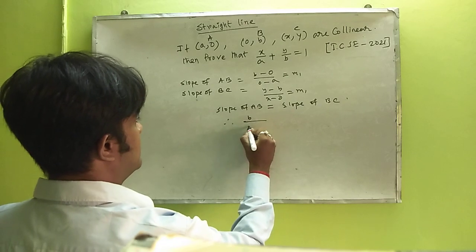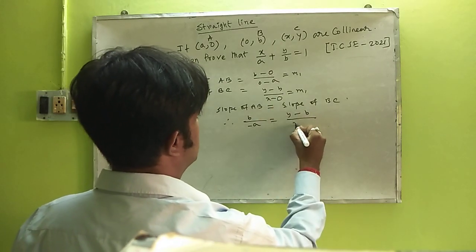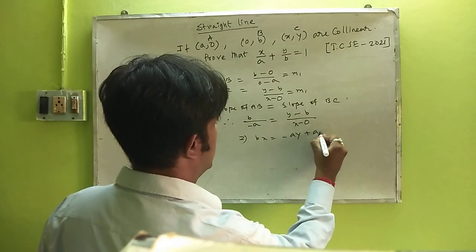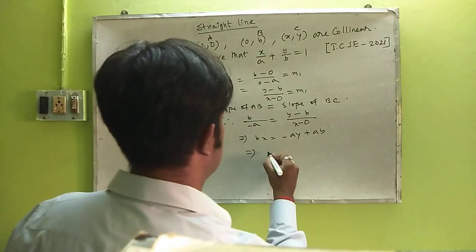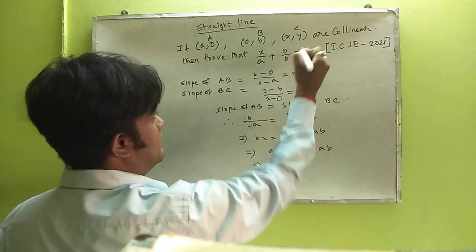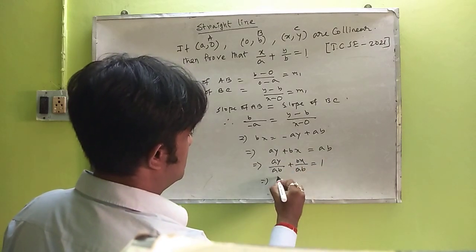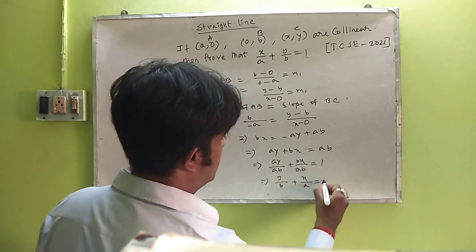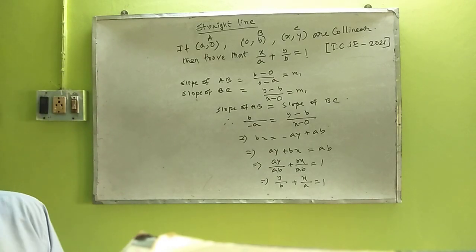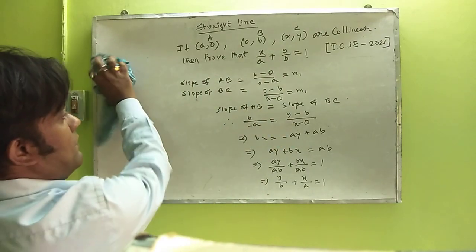That is, b by minus a is equal to y minus b over x minus 0. Now cross multiply. Bx is equal to minus ay plus ab. So this will be ay plus bx is equal to ab. To prove it equals 1, divide by ab. This will be 1: y by b plus x by a is equal to 1. So this is the proof. Like this, we do another sum.